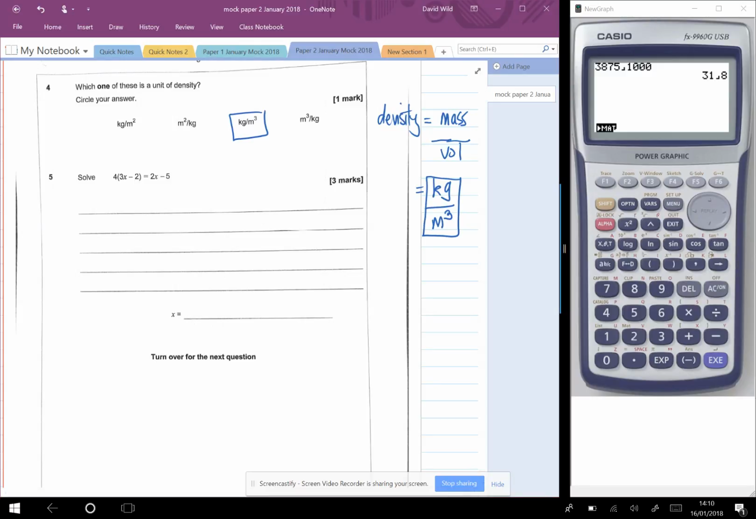Now we need to solve this equation. So we've got x's in 2 places here. So the first thing we need to do is to gather all the x's together. So we're going to multiply out the brackets first. So 4 times 3x is 12x. 4 times -2, remember that minus, is -8. So that's 2x minus 5. And we want to get the x's together, so we're going to subtract 2x from both sides. So here we're going to subtract 2x from 12x, giving 10x.